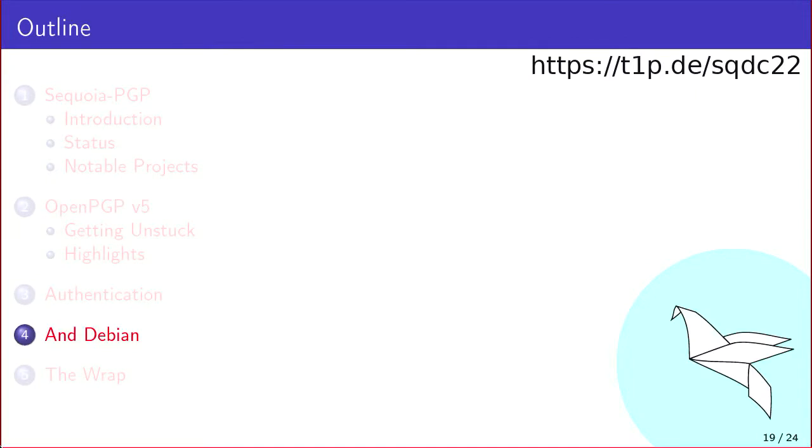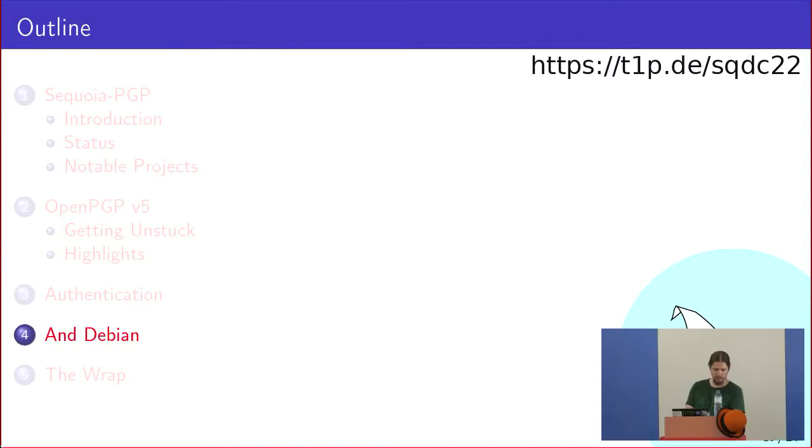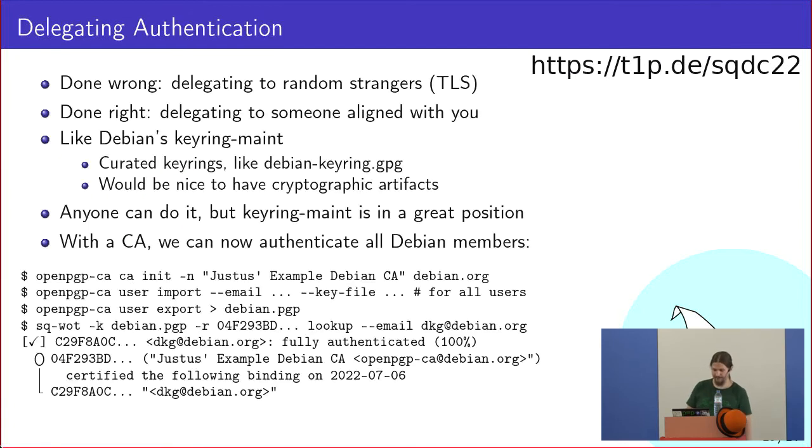Let's have a look how that would look in Debian. I'm actually doing good in time. So, in my mind, there is a right and a wrong way to do delegation. And TLS kind of got it wrong, because in TLS, you delegate to basically strangers, right?